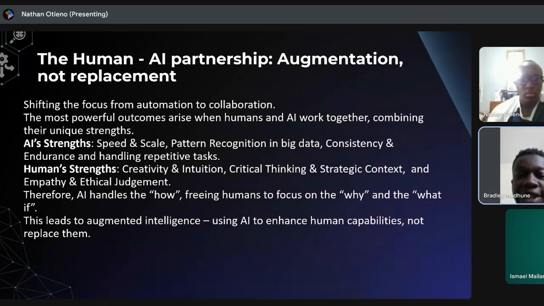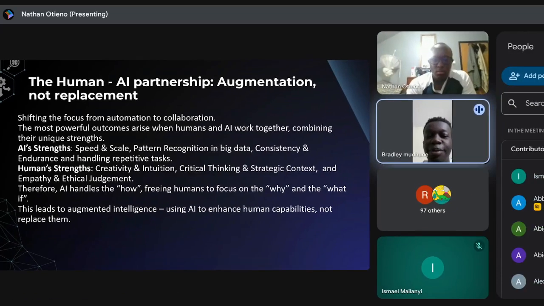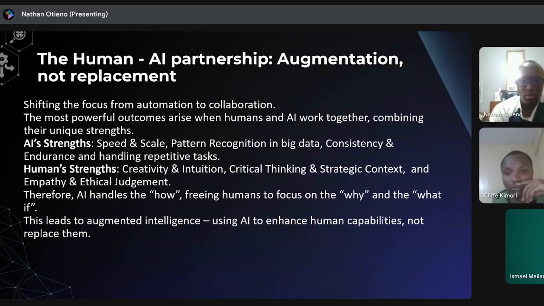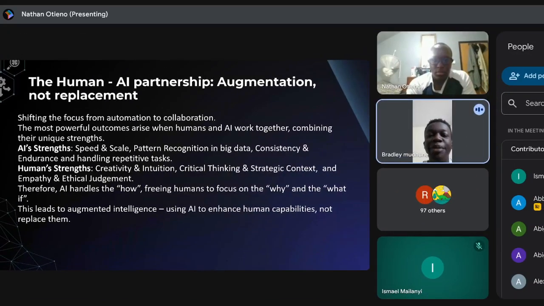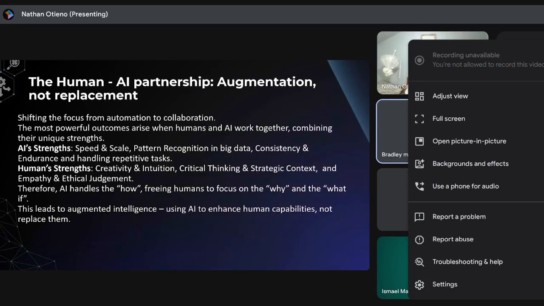handling repetitive tasks, while the human strengths are creativity and intuition, critical thinking and strategic context, and empathy and ethical judgment. Therefore, AI handles the how, freeing humans to focus on the why and the what if. So this leads to augmented intelligence, using AI to enhance human capabilities and not replacing them.